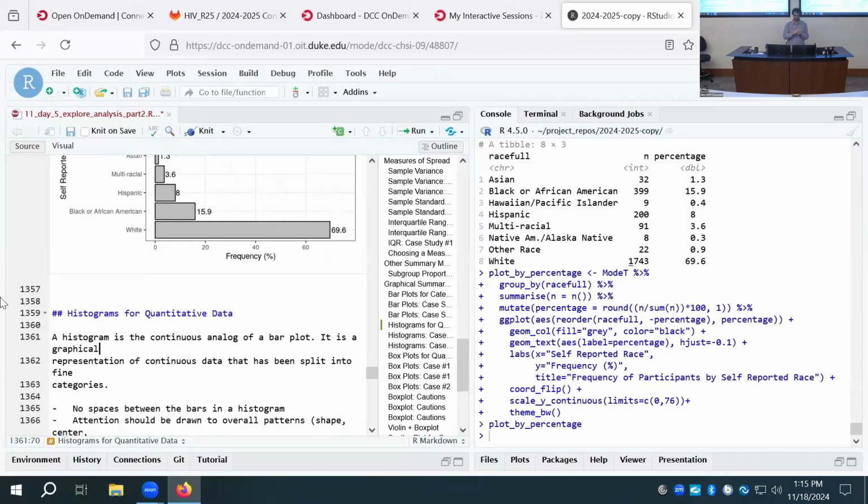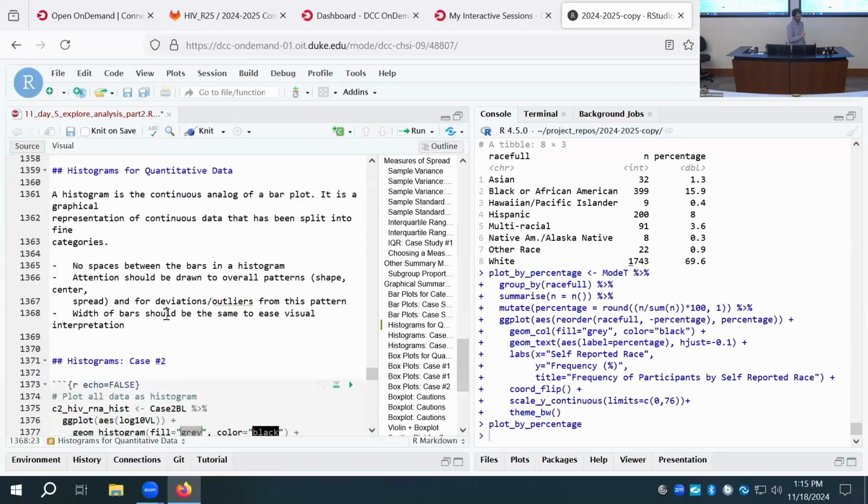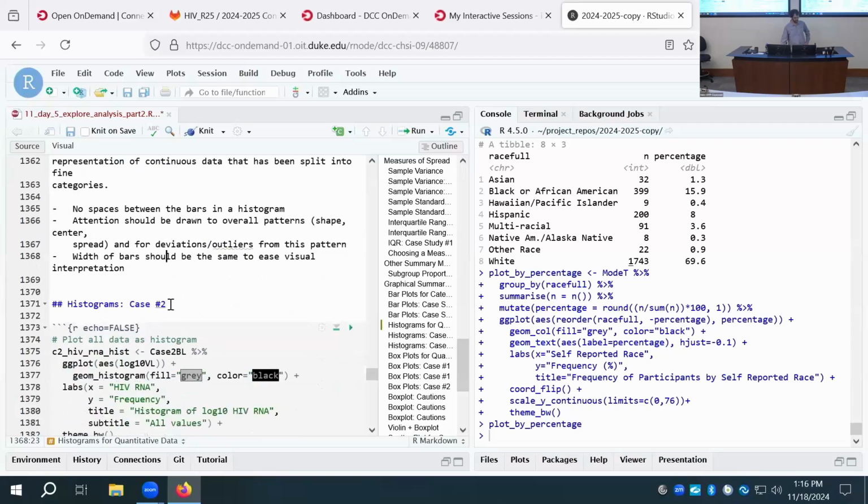So histograms are the continuous analog of the bar plot. We're looking at the continuous data and seeing what the distribution of it looks like by frequency based on some finer categories that we have. There are no spaces between the bars, and you have to be thinking about the pattern: the shape, where the center is, the spread, and whether or not there are potential outliers. I think you already looked at this, right? Because Josh did the stuff about asymmetric distributions, and you're looking at the histograms there. And for ease, you always want the width of the bars to be the same to help with visual interpretation.